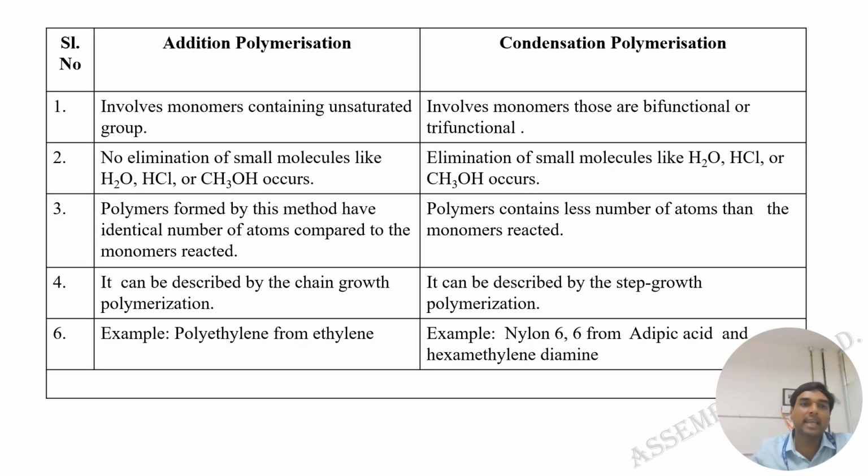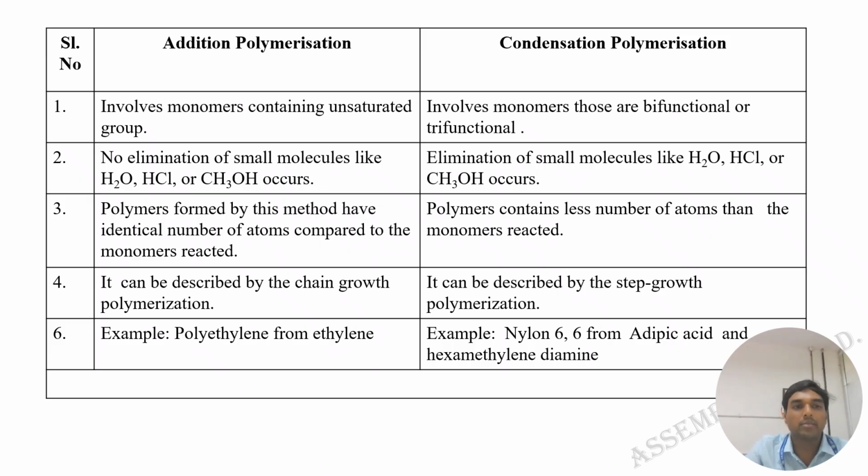So what is the basic difference? In addition polymerization, there is a single monomer. In condensation polymerization, there are two monomers. In addition polymerization, no by-products are formed, whereas in condensation polymerization by-products such as water, ammonia, HCl, acetic acid, ethanol or methanol are formed. In addition polymerization it is basically the same monomer, but here a minimum of two monomers with functional groups should be there. So addition polymerization is described by chain growth polymerization, and condensation polymerization is step growth polymerization.